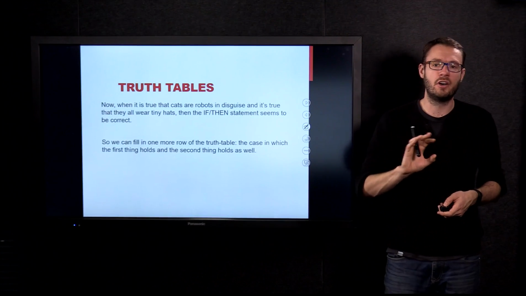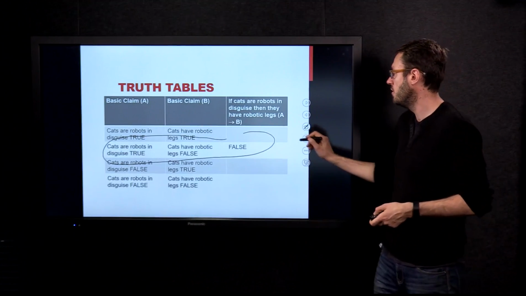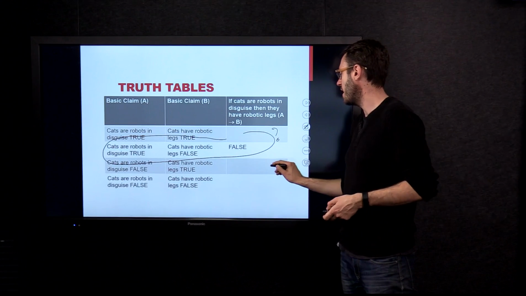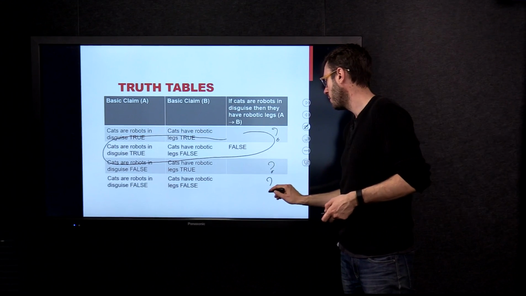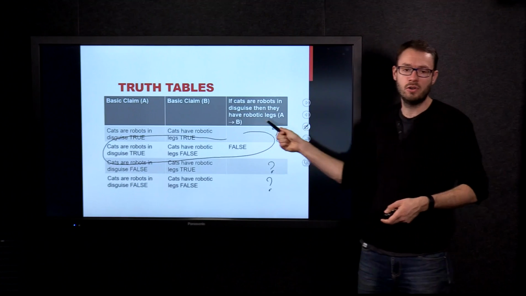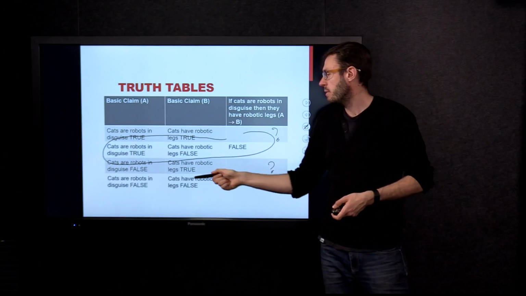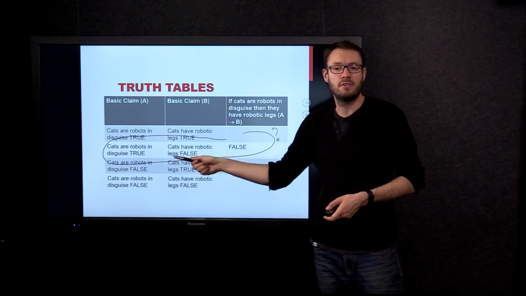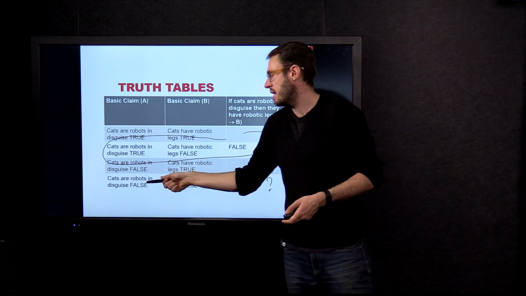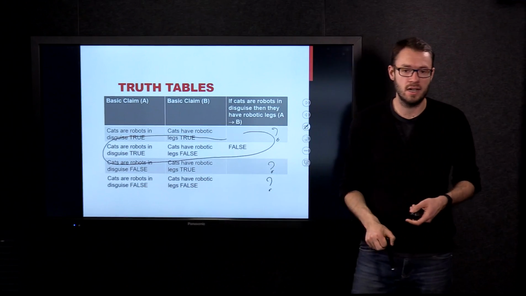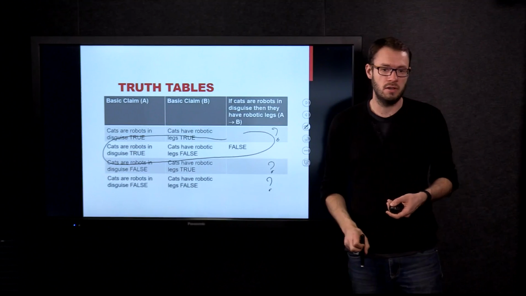Okay, that gives us the first aspect of the truth table. Now what we've got to do is think about these other three rows. What do we say about the conditional when both sides are true? What do we say about the conditional when the left-hand side is false and the right-hand side is true? And what do we say about the conditional when the left-hand side is false and the right-hand side is false? Those are the three cases that we have to deal with.